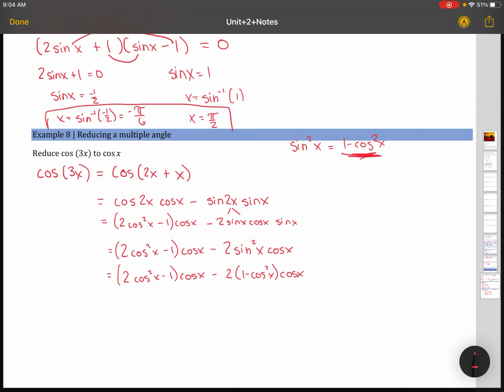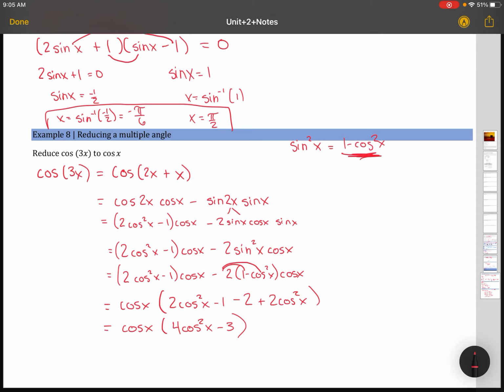And we could factor a cosine out of this. So we get cosine x times 2 cosine squared x minus 1 minus 2 plus 2 cosine squared x. Where I get the -2 plus 2 cosine squared x is we multiply -2 times 1 and -2 times negative cosine squared x. And so we simplify this and get cosine x times 4 cosine squared x minus 3.